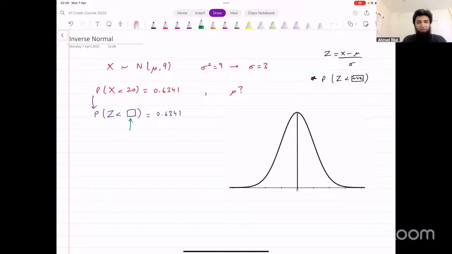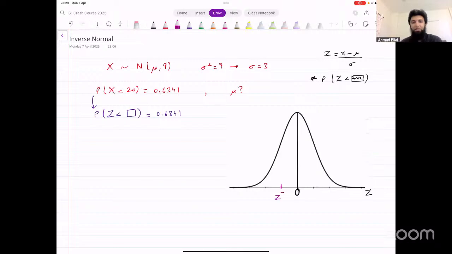Z can either be positive or negative, right? If z was negative, remember z is, in z distribution, the mean is 0. So in the middle, we have 0. If z was negative, where would it be on this diagram? It would be on the left side.